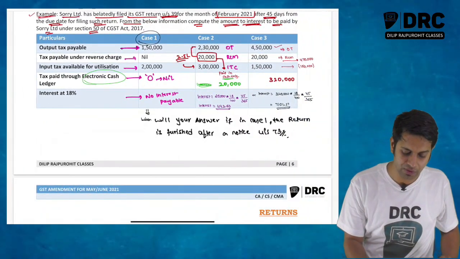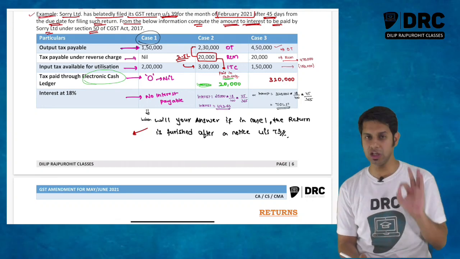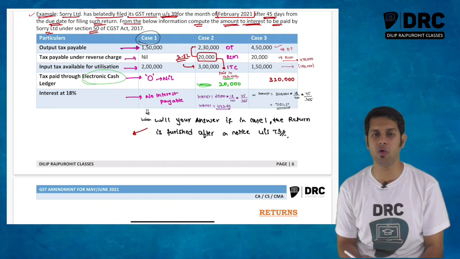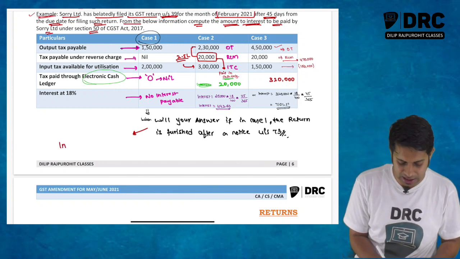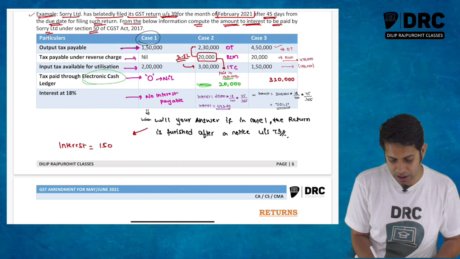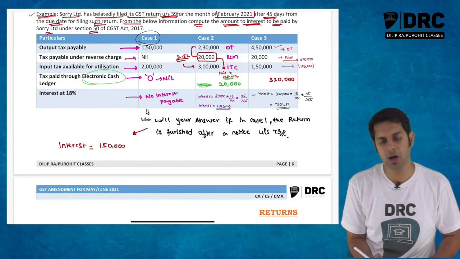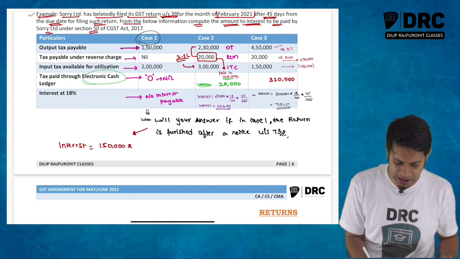Answer is no. Now in this case, if they have given a notice to you under section 73 or 74, and because of this notice you are filing your returns, in such a case interest is required to be paid by you. And interest is paid on what amount, sir? Full amount of output tax liability. Output tax liability is 1.5 lakhs.